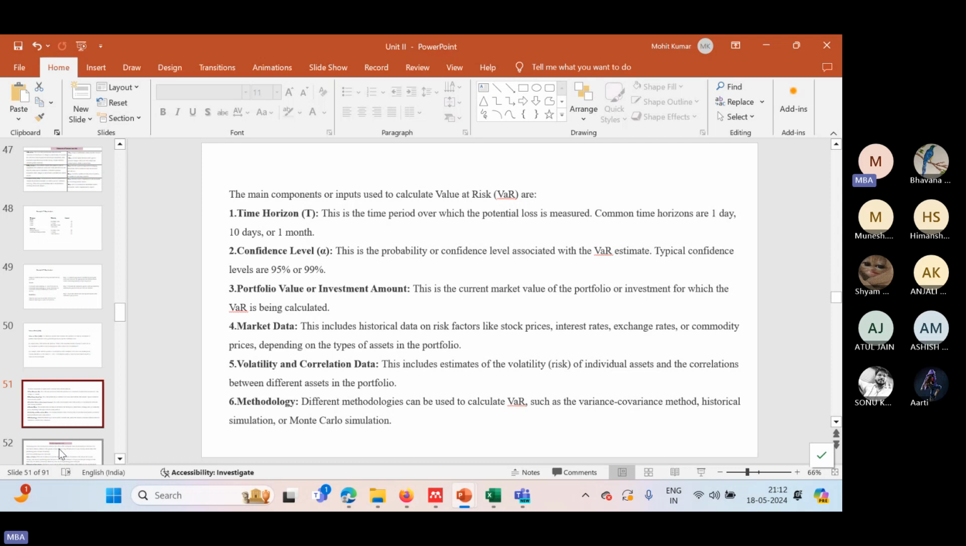then you use a certain methodology, either covariance method, historical simulation, or Monte Carlo simulation. Monte Carlo simulation we did not discuss because we said it is a bit advanced and requires some other things which generally should be covered in your FRM. I don't know whether they covered it or not, but Monte Carlo simulation is a bit Excel-advanced kind of thing.